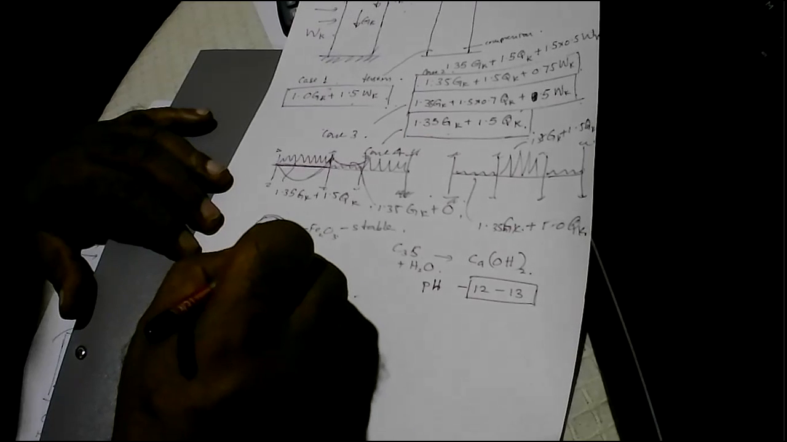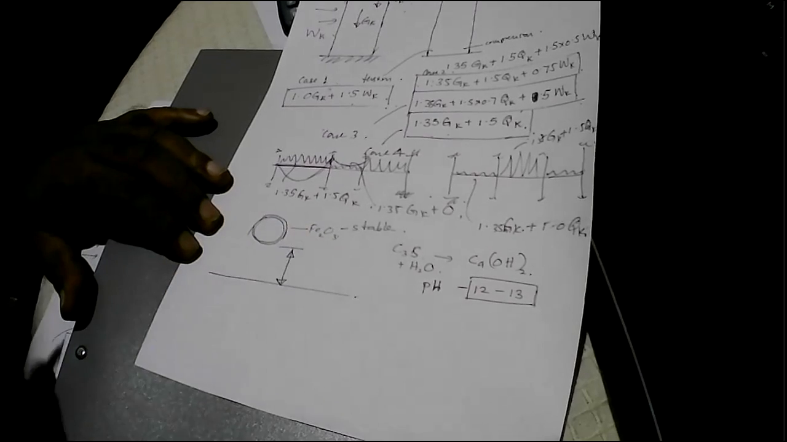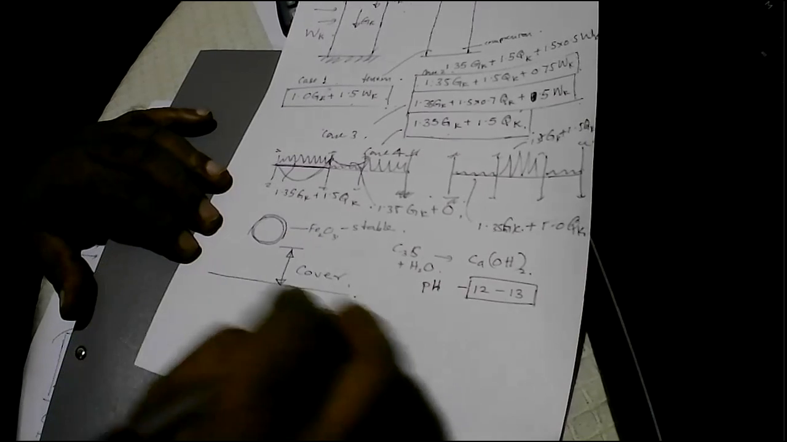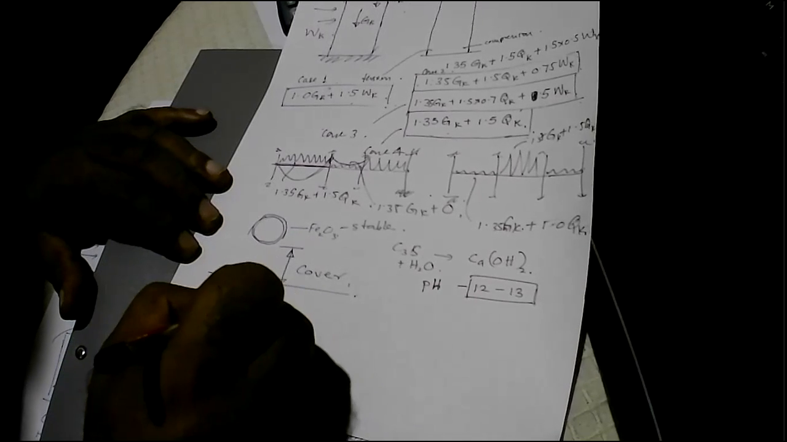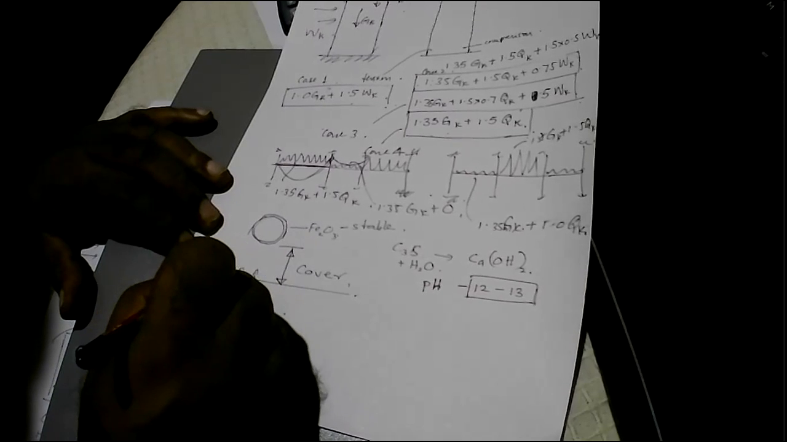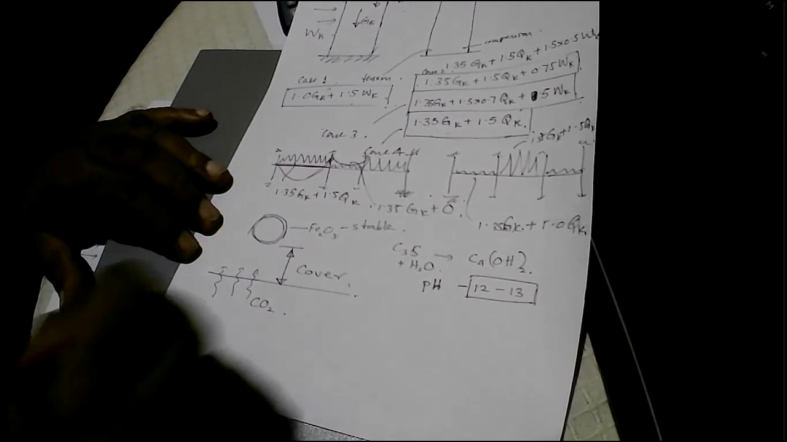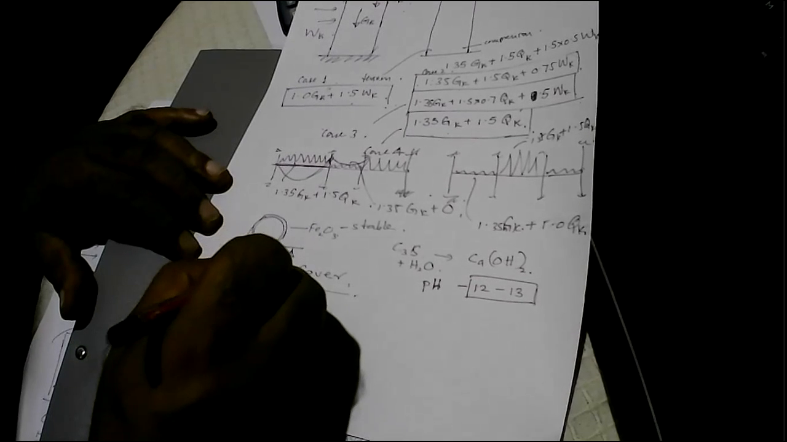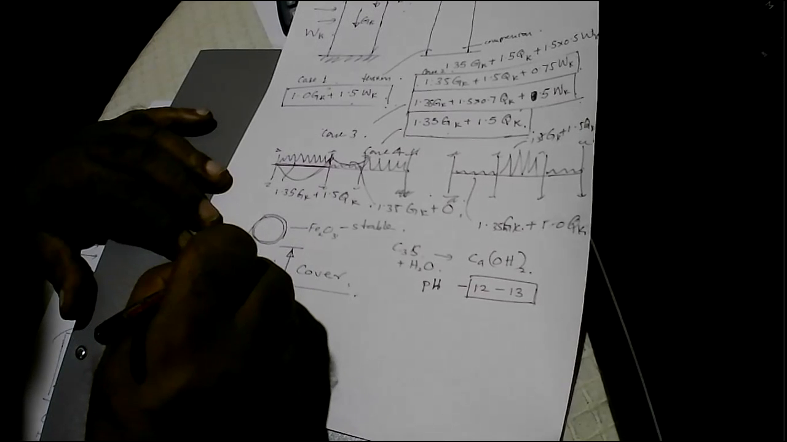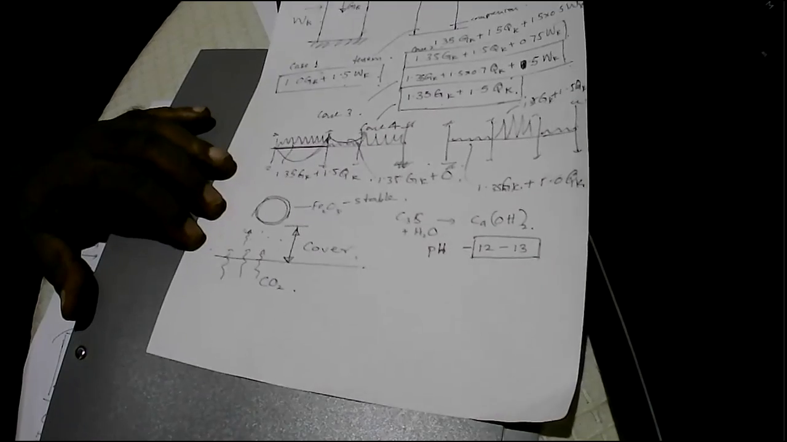But to ensure that this protection is there, we need to have a minimum cover. The reason is, with time, the carbon dioxide in the atmosphere can start penetrating into concrete. And if you have not cured this concrete properly, gradually this carbonation will start reaching the reinforcement.